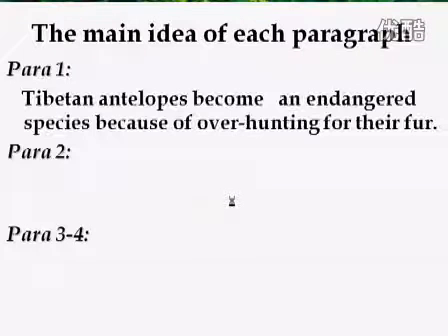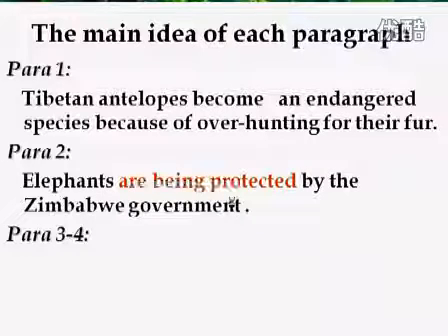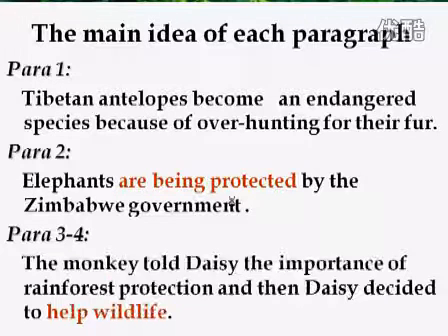Yeah, it's easy, right? Paragraph 1: Tibetan antelopes became an endangered species because of overhunting for their fur. Second, elephants are being protected by the Zimbabwe government. The government has done something to help the endangered elephants, right? Paragraphs 3 to 4 are the third part.